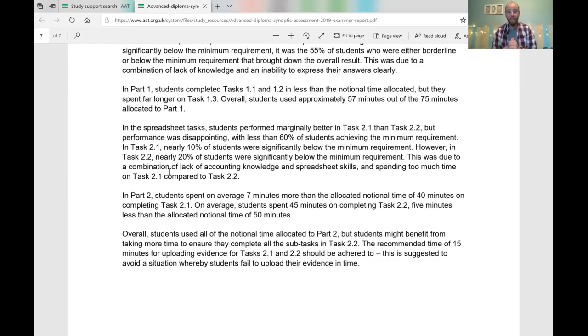Make the most of these next few weeks in the run up to your Advanced Synoptic, and let's make this Advanced Synoptic the best one ever. Let's make sure we're all preparing properly.